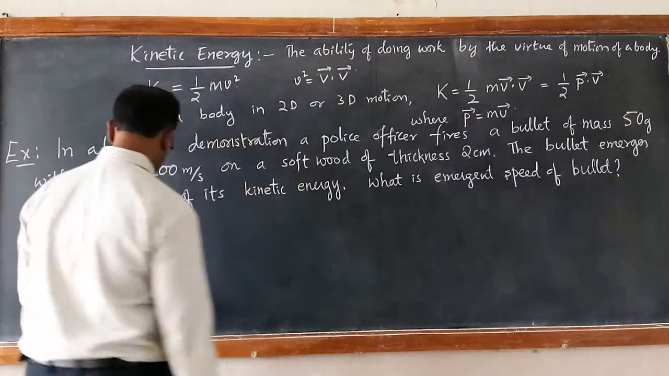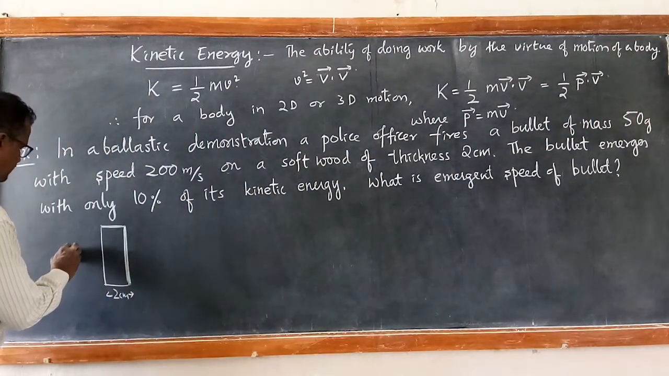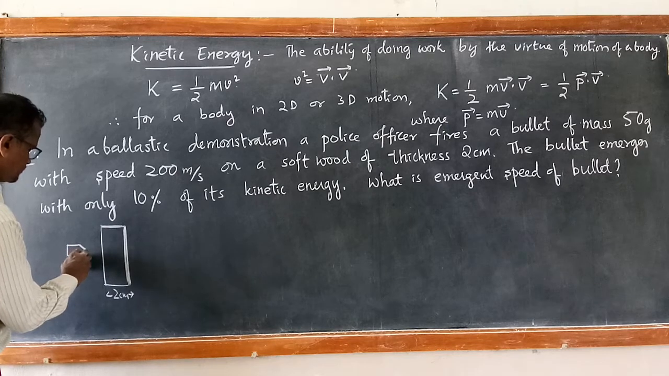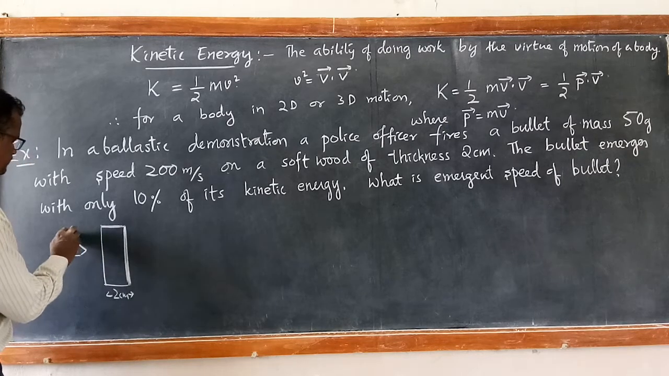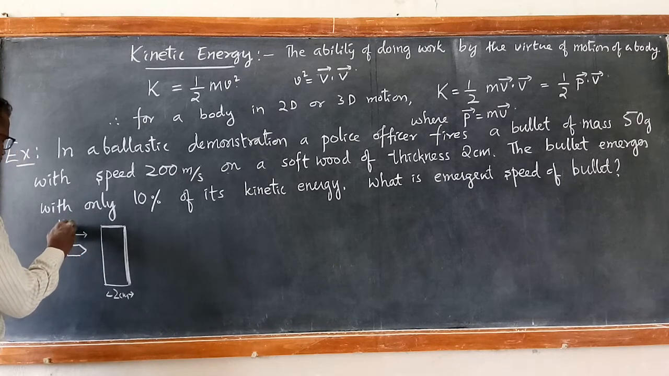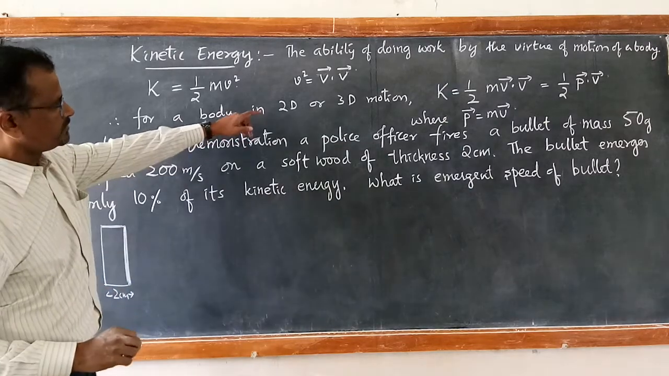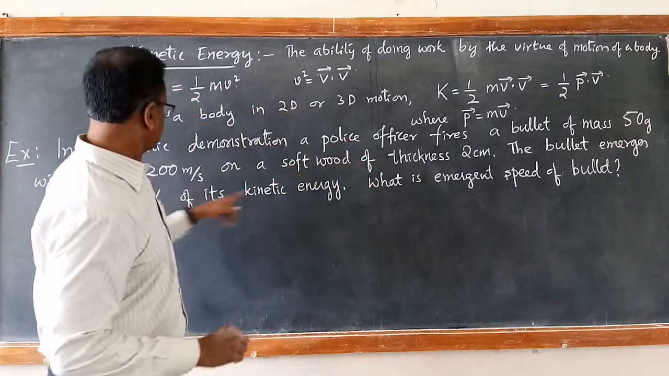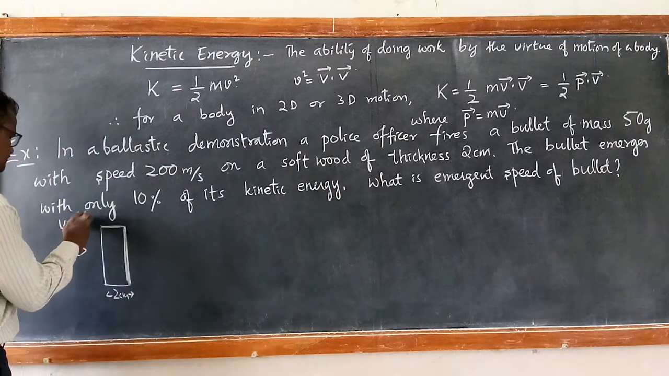So this is a soft wood and the bullet is fired with a speed of Vi. Let us take a speed of about 200 meter per second.